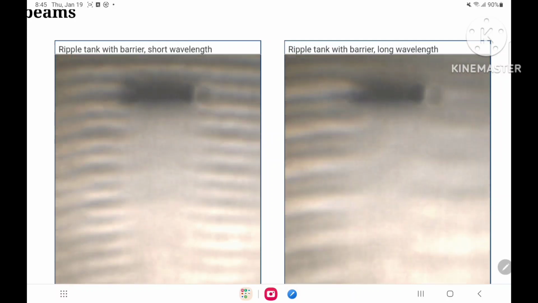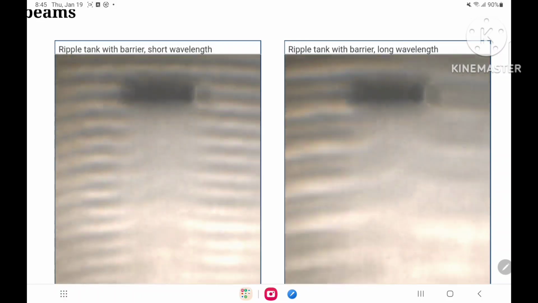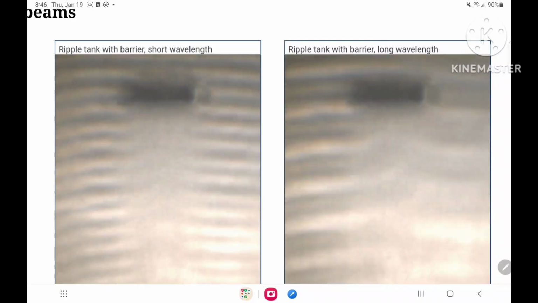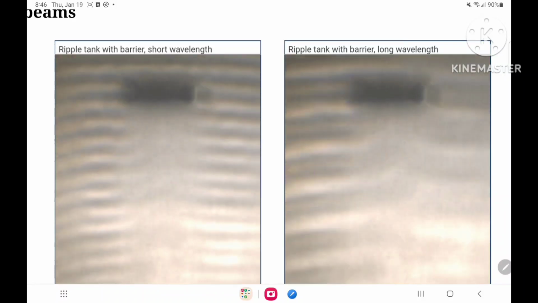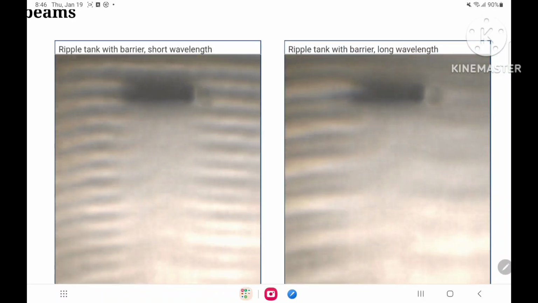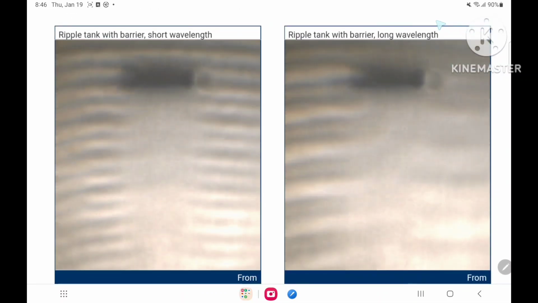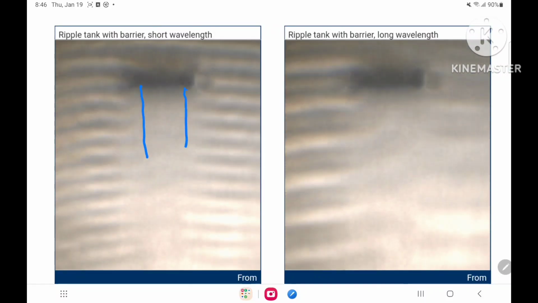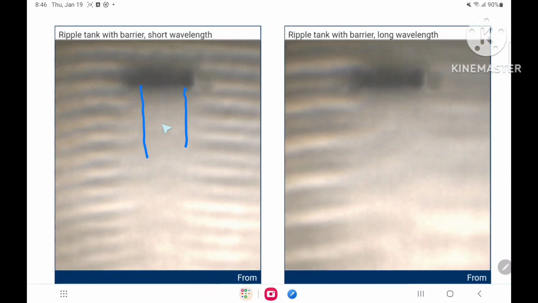So here you can see the waves are coming from this direction, and when the wavelength is short, that means short as compared to the dimensions of this obstacle, in that case, you are able to see that there is this region, from here to here, where there are no waves. So this kind of forms a shadow.